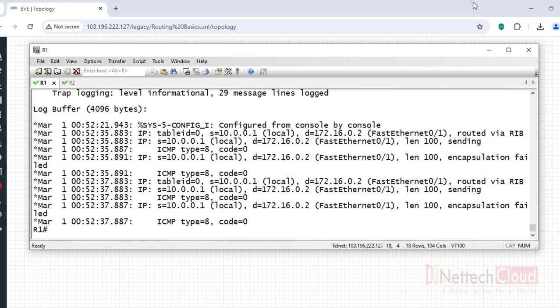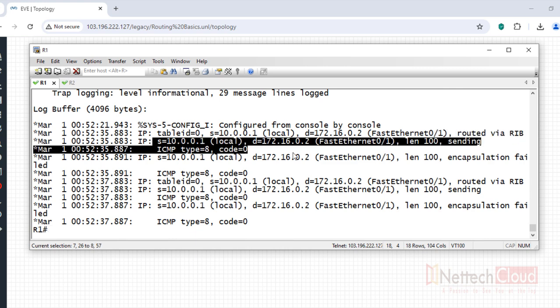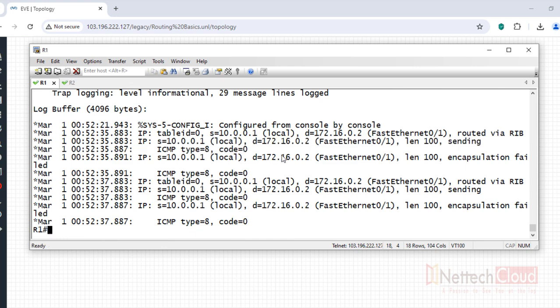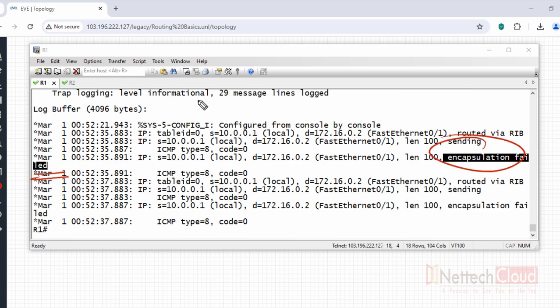So now I can see here source 10.0.0.1, destination 172.16.0.2, and sending ICMP type 8 code 0, that is the echo request packet, and look at the error message here: encapsulation failed. Understood? Encapsulation failed, right? Where is the problem? Step number 1, all good. Step number 2, good. What about step number 3? Here is the issue.